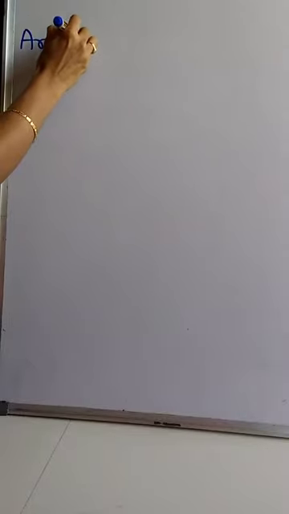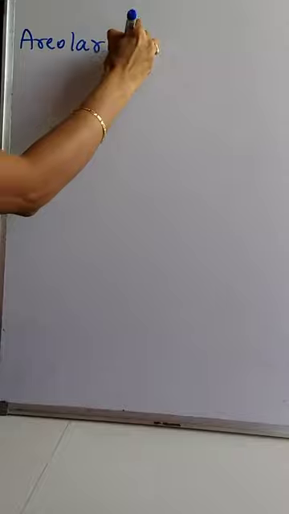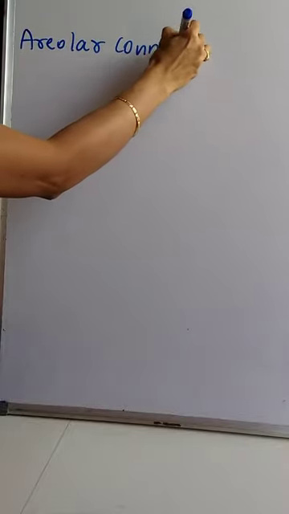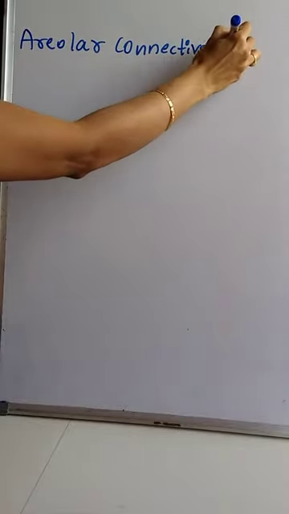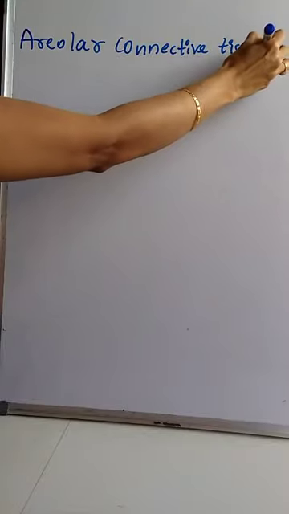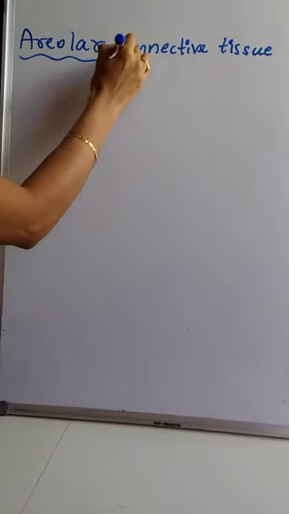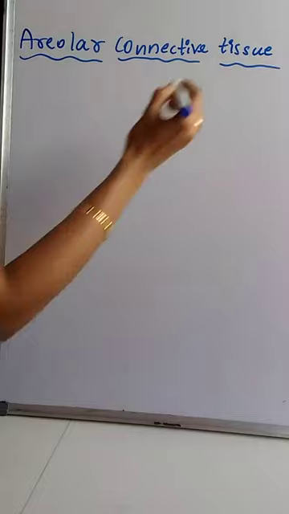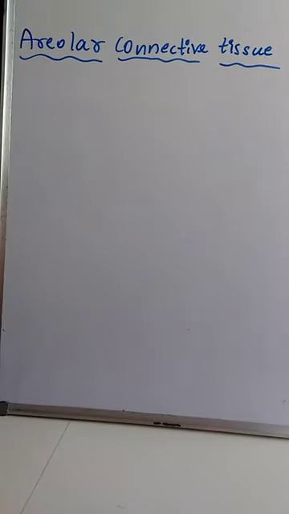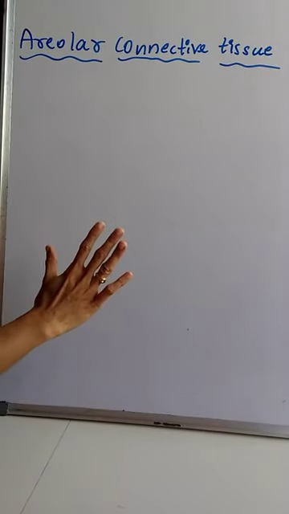In the last class we discussed the structure of areolar connective tissue. Areolar connective tissue is the loose connective tissue which contains mainly 3 types of fibers and 5 types of cells.